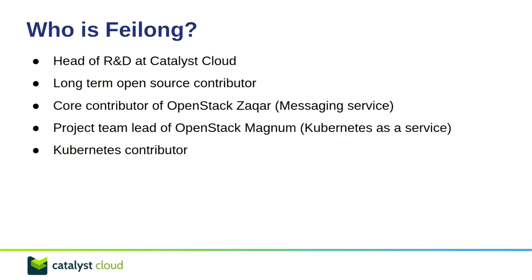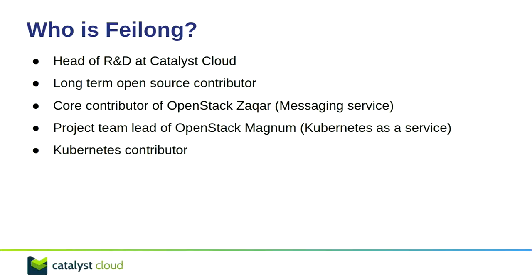Hello, everyone. I'm Feilong Wang. I'm the head of R&D at Catalyst Cloud, and I'm a long-term open source contributor. Now I'm the co-contributor for OpenStack Docker, the messaging service, and I'm also the project team lead for OpenStack Magnum. Magnum is the container orchestration engine service for OpenStack, and I'm also a Kubernetes contributor as well.